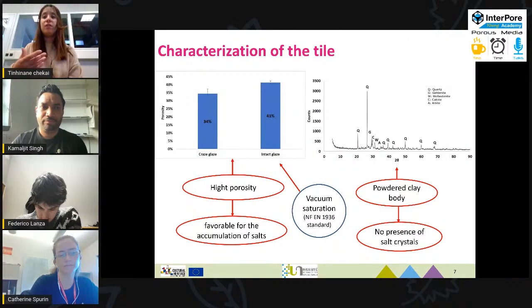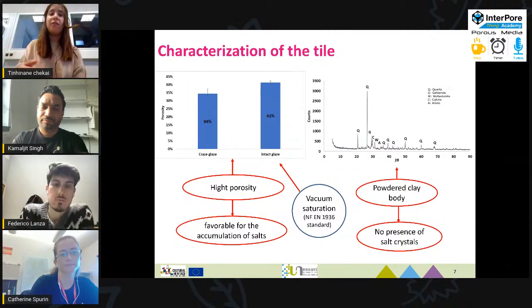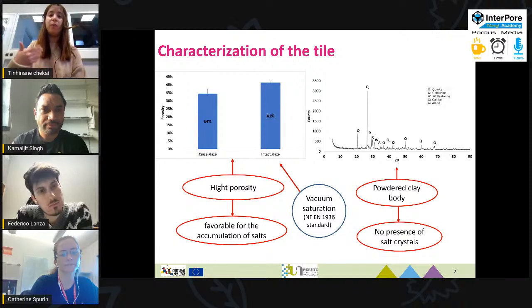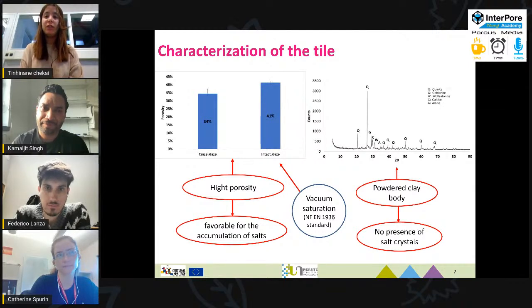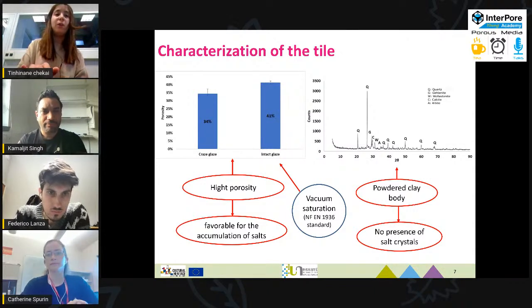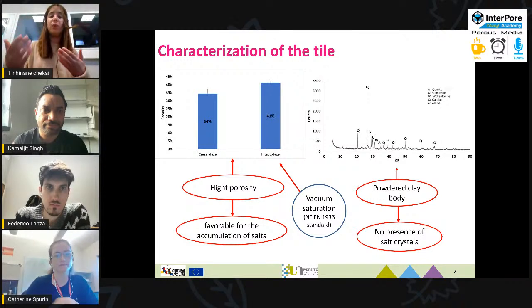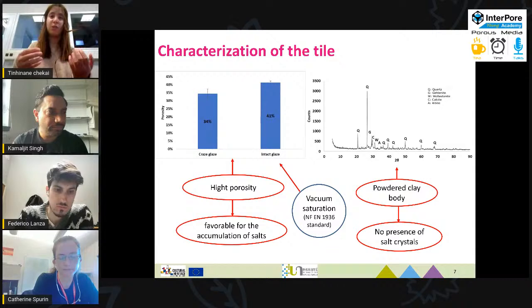In order to investigate whether or not there is already existing salt in the structure of these tiles before doing any tests with them, we conducted an X-ray diffraction analysis, in which we concluded that indeed there was no presence of salt crystals. Then a porosity investigation was conducted on the clay body of the intact samples, as well as on the clay body of crazed samples. The results showed that the clay body of the intact samples had more porosity than the clay body of the crazed samples. When we have higher porosity, we have a higher chance of more salt accumulating in our structure.